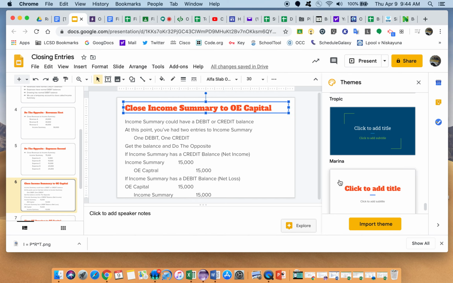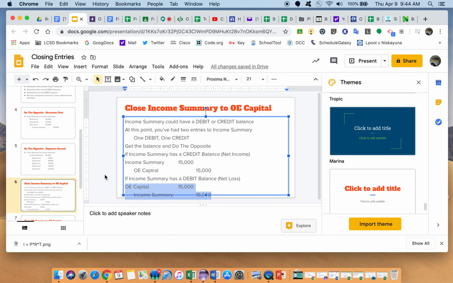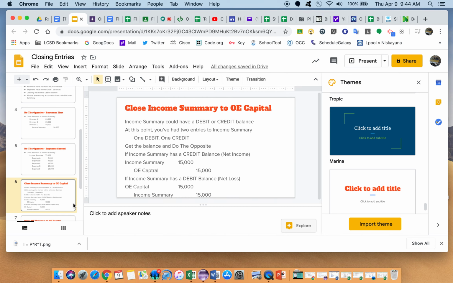I want to make sure that you notice that this is a transaction you would have used in our comprehensive problem because we had a net loss. So income summary is a swing vote. Sometimes I have a debit balance, sometimes I have a credit balance. You know what the balance is based on the previous two closing transactions. Figure that out and go ahead and close income summary.